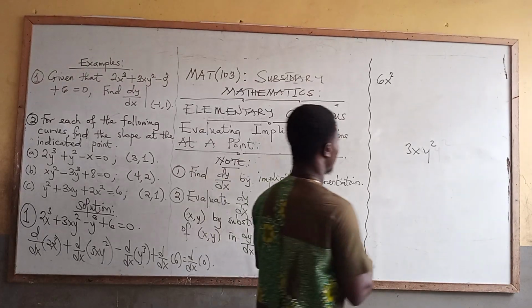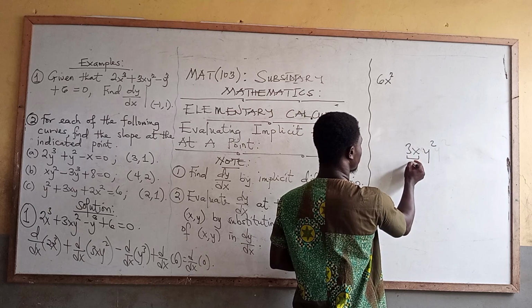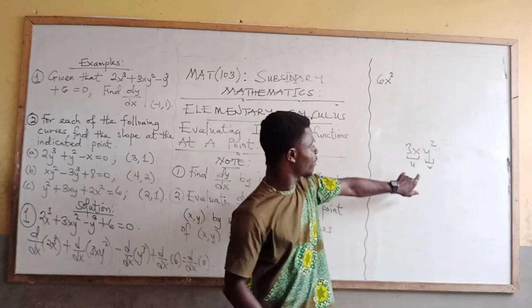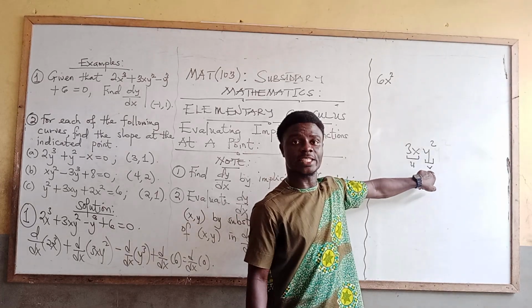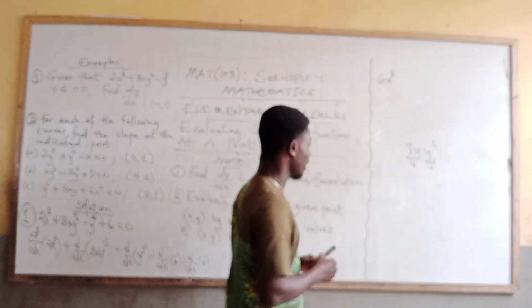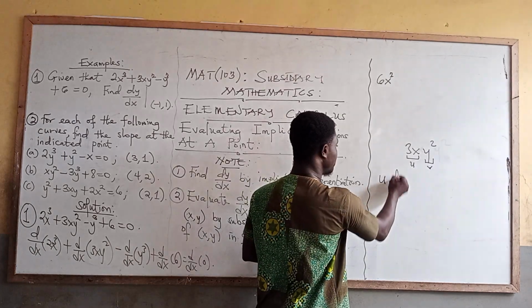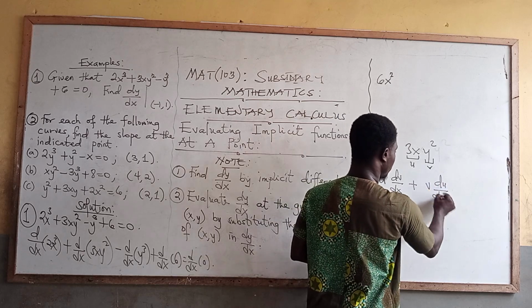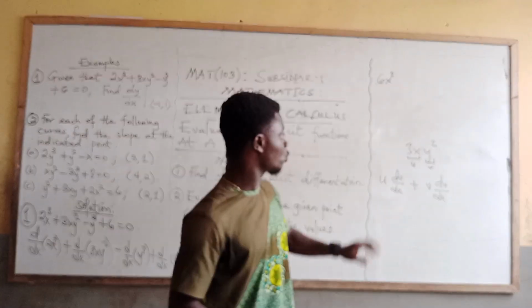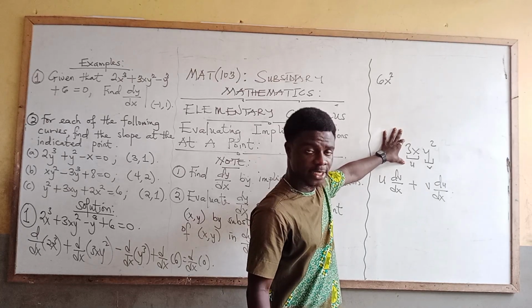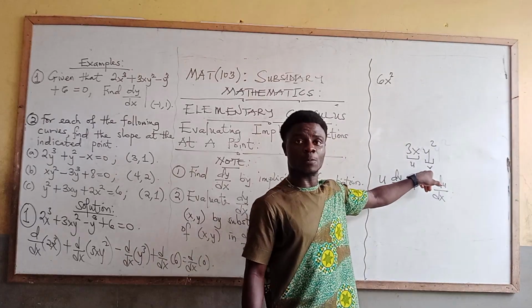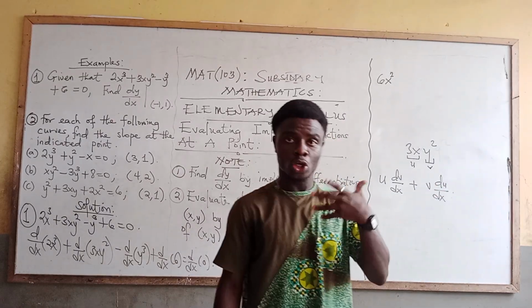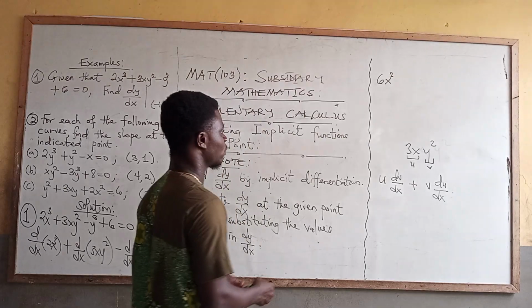Good. So now let's see. The whole of this is u, and the whole of this is v. With our product rule, we said u dv/dx plus v du/dx. Which means that we hold u constant, then we differentiate v with respect to x. Then we hold v constant, then we differentiate u with respect to x.